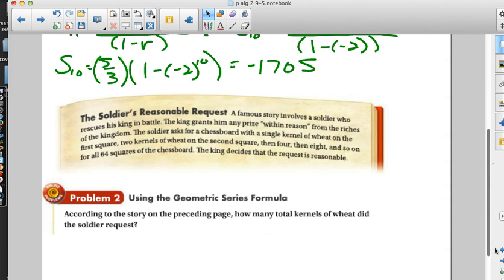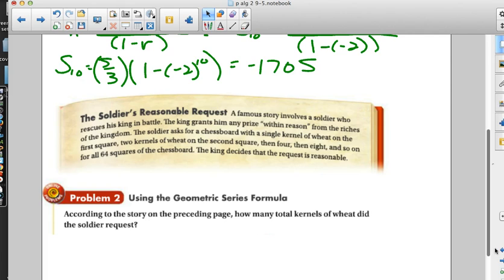It says, and this is a very old math story, supposed to be one of those that's a myth from long ago. The soldier's reasonable request. A famous story involves a soldier who rescues his king in battle, saved his life. The king grants him any prize within reason from the riches of the kingdom, which means the guy can't say, I want to be king. That's my wish, I want to be king. No, not going to happen.